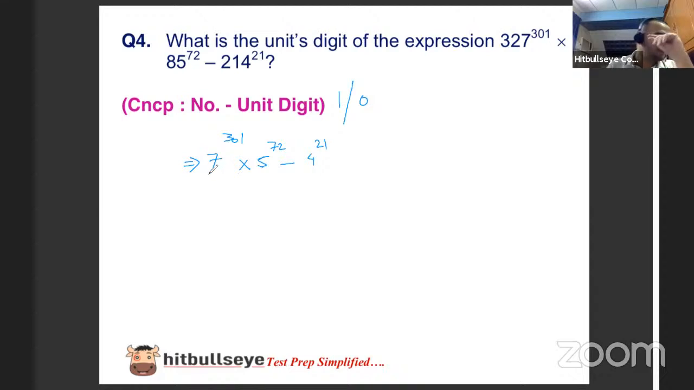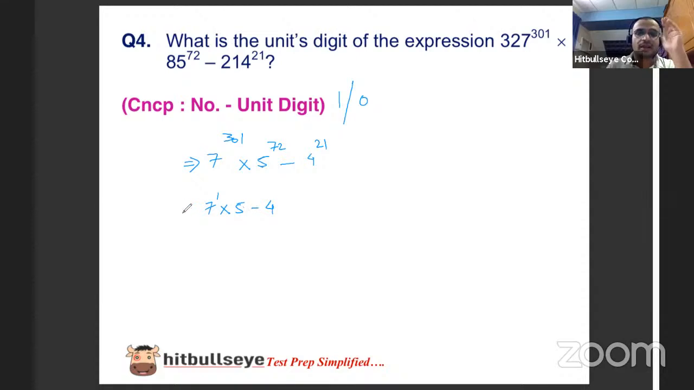7 we are aware has a cyclicity of 4, so we'll just replace the power by the remainder of 4. 7 fours are 28, 21, 5 is 1... I have my remainder as 1, so I'll just replace that. 7 raised to the power 1. 5, I know no matter whatever is the power will remain always 5. Minus 4, again I have learned 4 has a cyclicity of 2, which means odd will remain 4 and even will remain 6. So it will be 4.